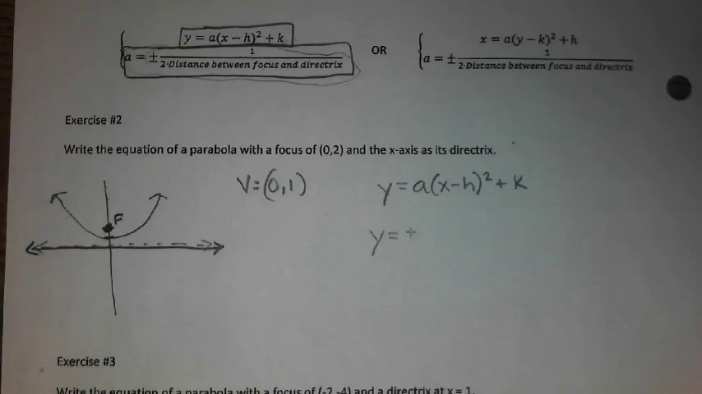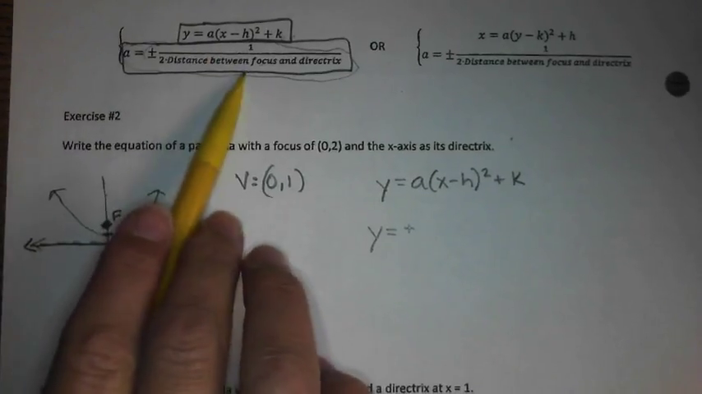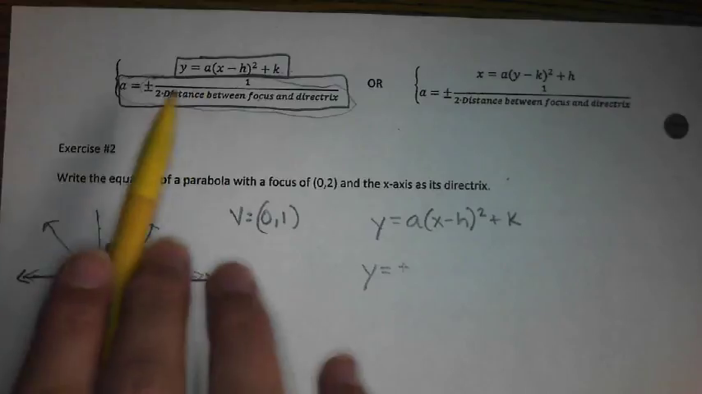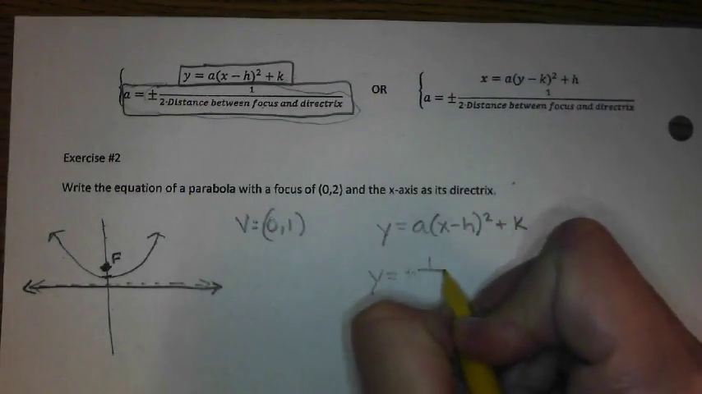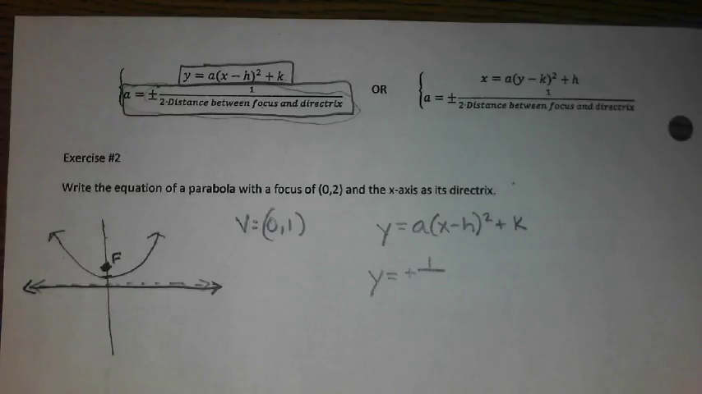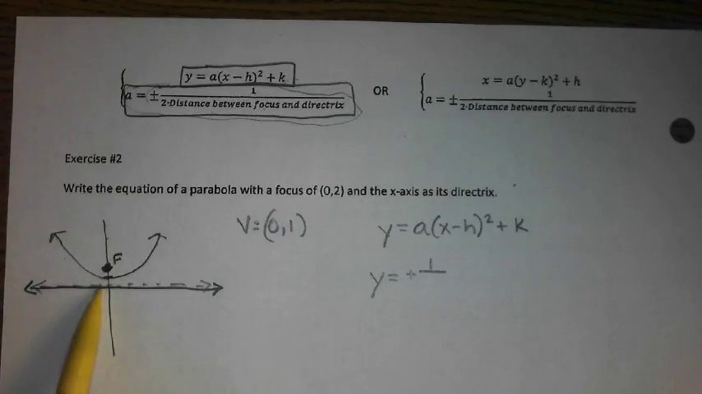Now, we're going to go back to what we said a was above, and you have to memorize this. We already know it's positive because it opens up. It's always 1 over double the distance between the focus and directrix. How many units away is this focus from this directrix?